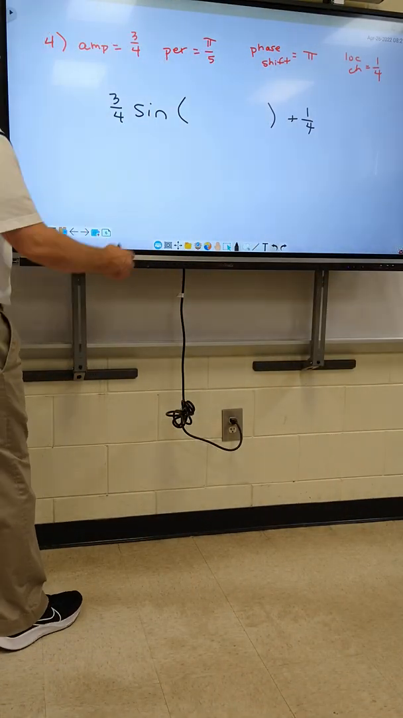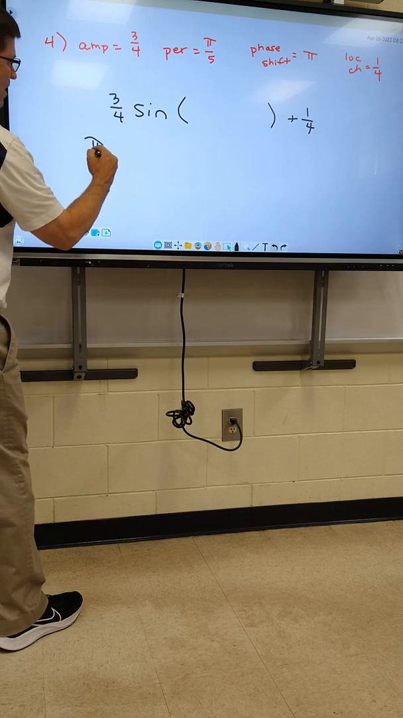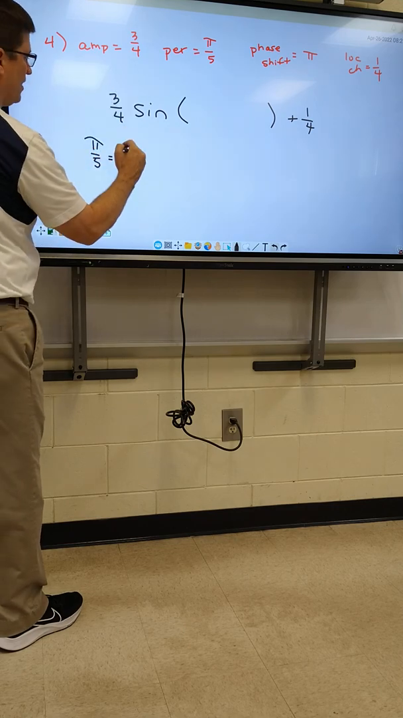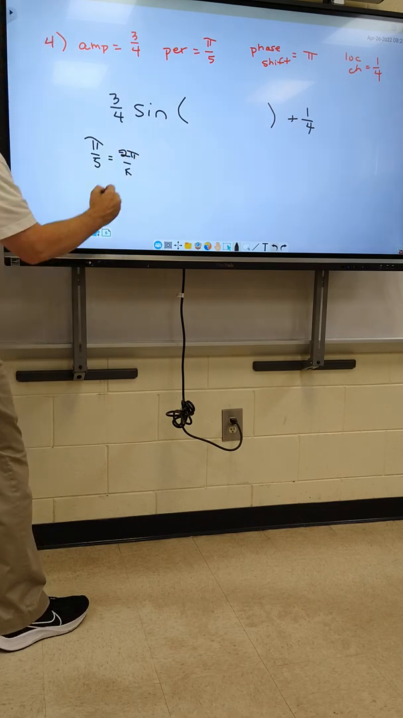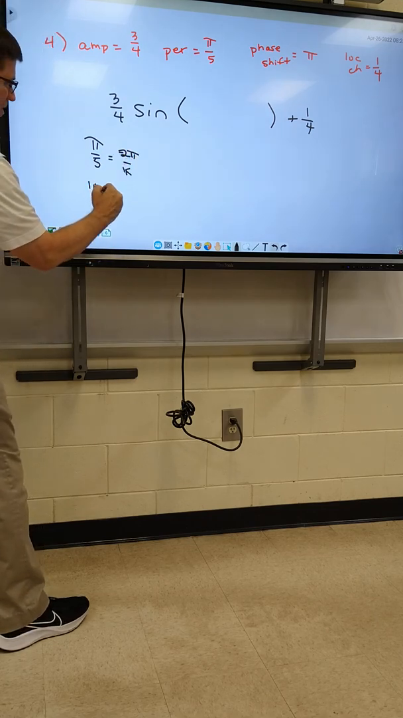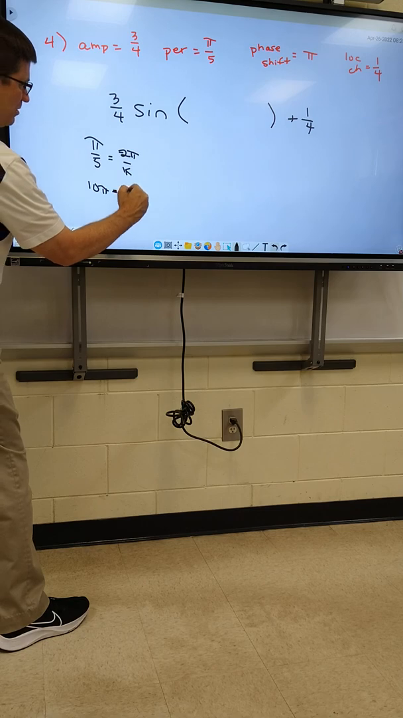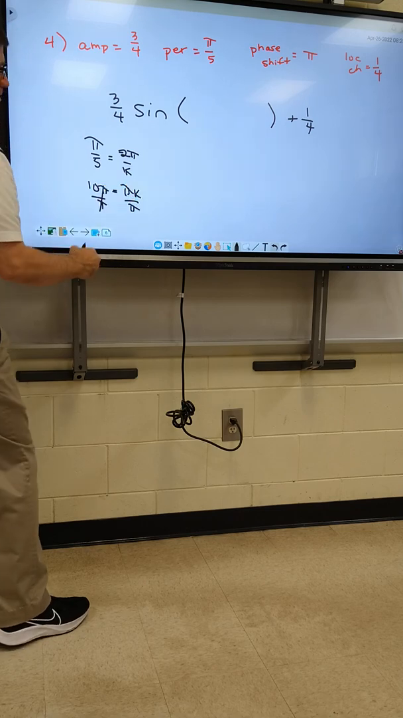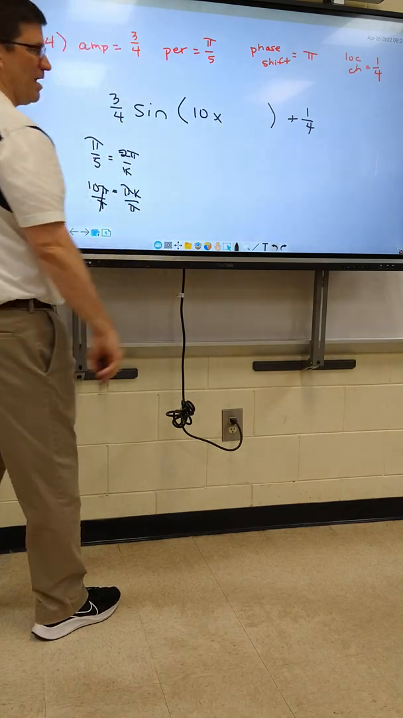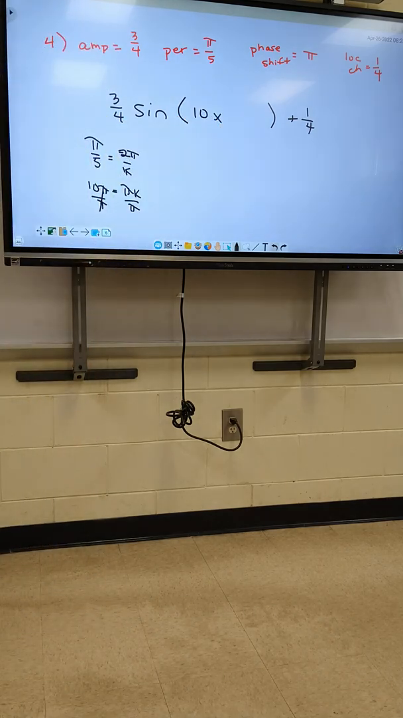All right, let's see who got the first blank. I bring period down, pi over 5. I set that equal to 2 pi over k. So I've got 10 pi equals pi and k. I divide by pi. What'd y'all get? I got 10. I got 10 also. First one's 10.